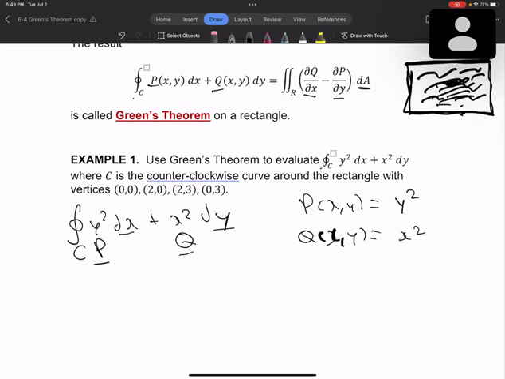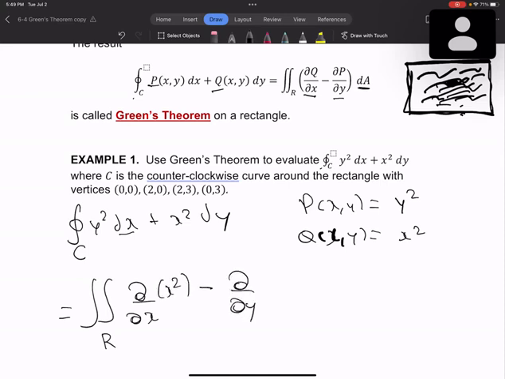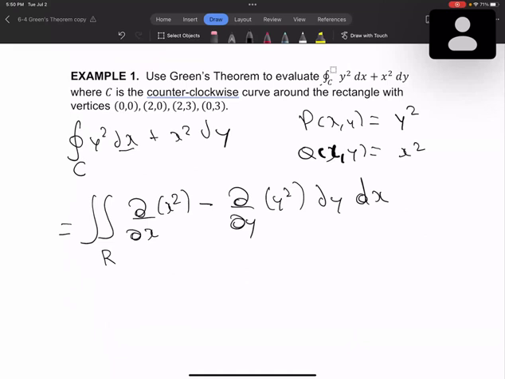So by Green's theorem, this integral equals the double integral over the region of the derivative with respect to x of Q. What is Q? x squared. Minus the derivative with respect to y of P, and this P is y squared. And then you can do dy dx or dx dy. I'm going to do dy dx. Okay, this is example number 3, I think.